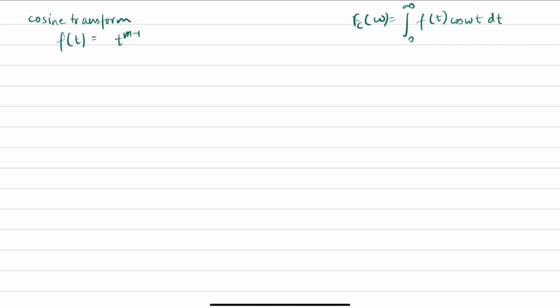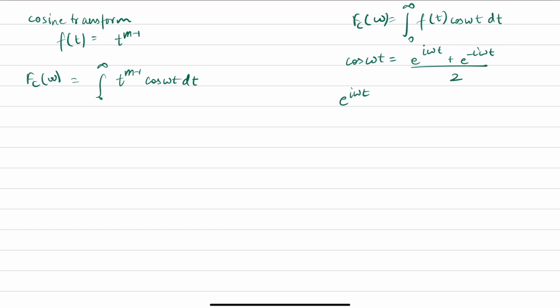f(t) again. Let's substitute it in the formula: integral from 0 to infinity of t^(m-1) into cos ωt dt. Just like the previous case, we will write cos ωt in the form of e power. Always remember, cos ωt is equal to e^(iωt) plus e^(-iωt) divided by 2. Now I'll quickly tell you how it came. e^(iωt) can be written as cos ωt plus i sin ωt, and e^(-iωt) can be written as cos ωt minus i sin ωt.